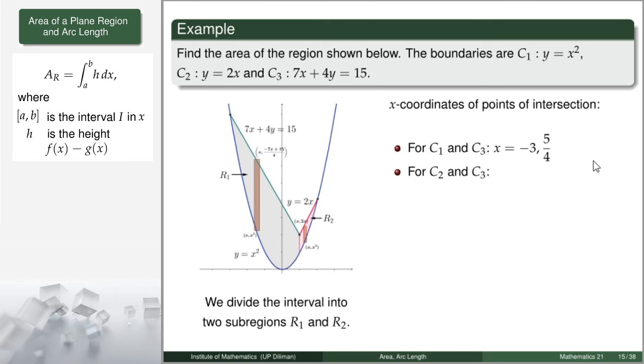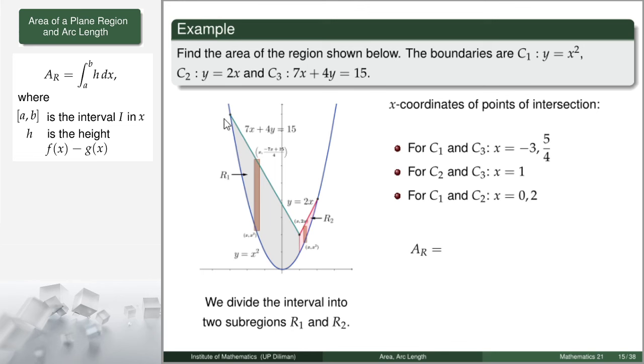For C2 and C3, that will be the intersection of these two lines. There will be only a single point here. We need it because that's the point of change, a point of splitting, and that's at x equal to 1. And last but not the least, for C1 and C2, which is the parabola and the red line, there are also 2 points of intersection, 0 and 2. And you can guess, the important point here is 2, because that's the rightmost x, while 0 will be a point here which we actually don't need. And thus, the area is just the sum of the area of R1 and the area of R2.